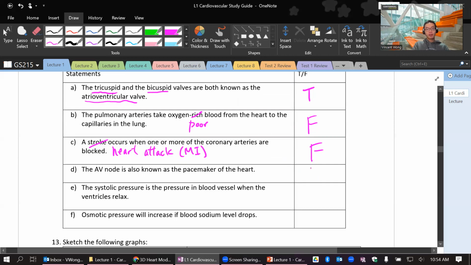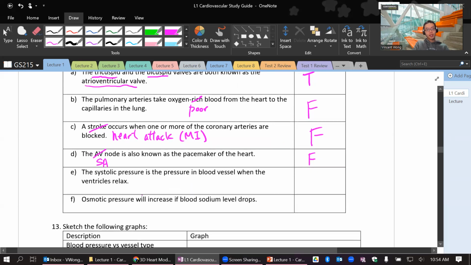Okay, I'm getting mostly false. That is correct. It is not the AV node, is it? It's supposed to be the SA node, the sinoatrial node, SA node.